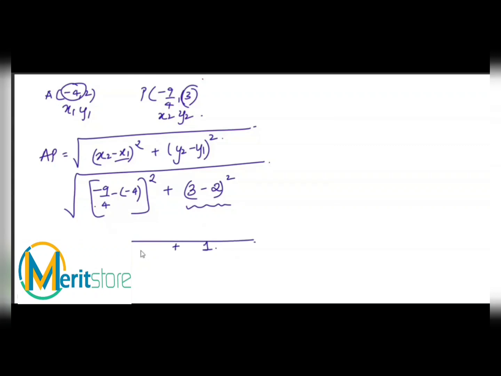Let's do this part here. So minus 9 upon 4 minus 4. That becomes minus 9 upon 4 plus 4. I need to take the LCM. So into 4, there's nothing below, so 1 into 4. We'll multiply both numerator and denominator by 4. I get 9 upon 4 plus 16 upon 4.